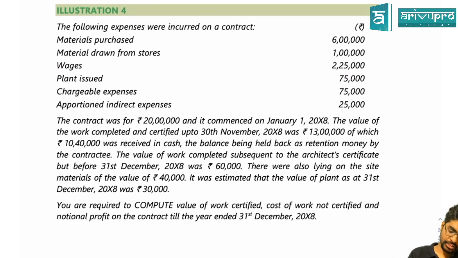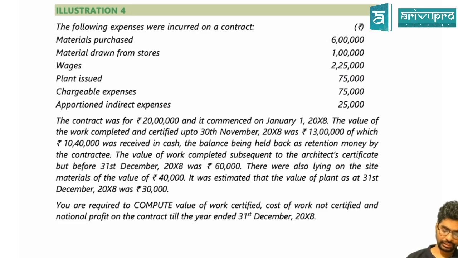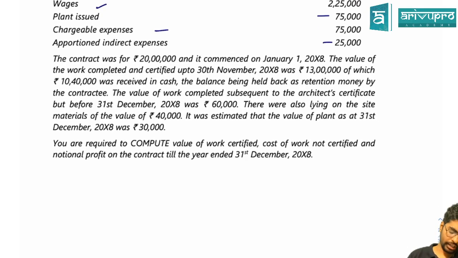The following expenses were incurred in the contract: material purchased 6 lakh, material drawn from the stores. What does that mean? That the factory already had a stores department. From the stores department they gave you the raw materials. Wages, plant issued, chargeable expense, apportioned indirect expense, right? The contract was for 20 lakh, it commenced on 1.